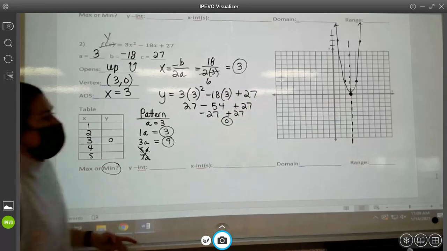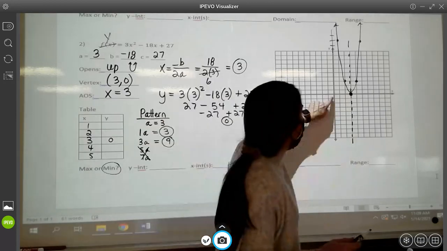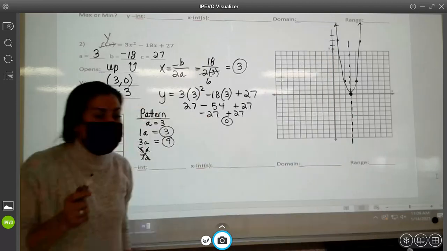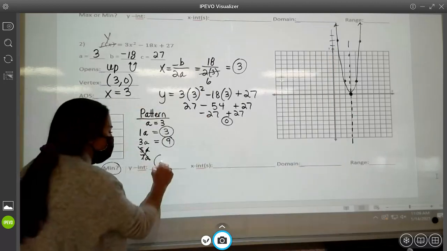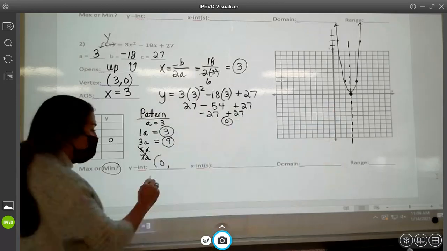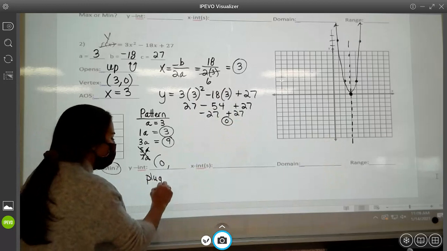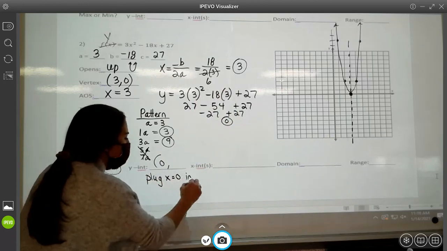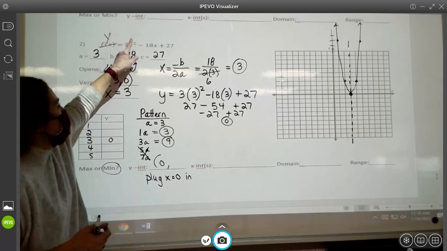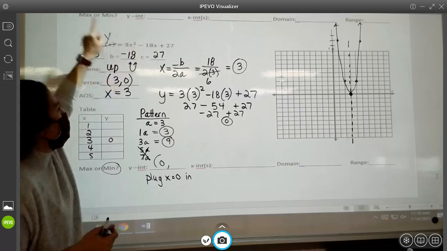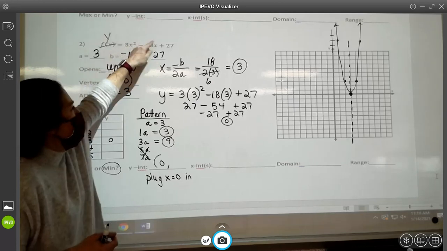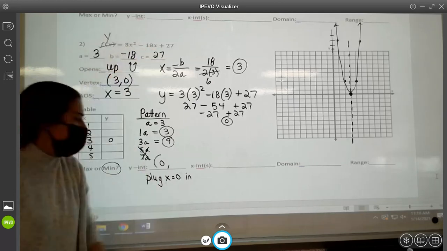All right, the y-intercept. The y-intercept is not shown on our graph. So we're going to have to calculate it. Every y-intercept always has an x-coordinate of 0. That's what puts it on the y-axis. So all you have to do is plug x equals 0 in and see what number comes out. Guys, this is beautiful. 0 squared, 0. 0 times 3, 0. This is gone. Negative 18 times 0, 0. This is gone. 0 minus 0 plus 27 is 27.